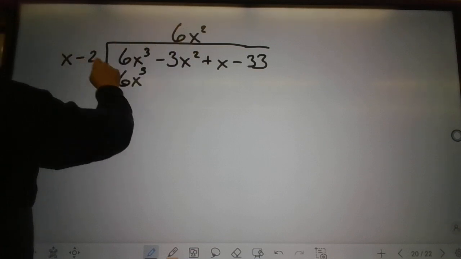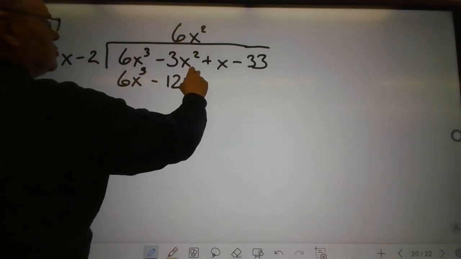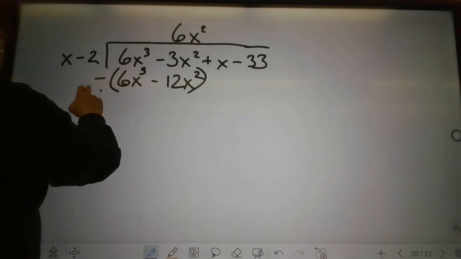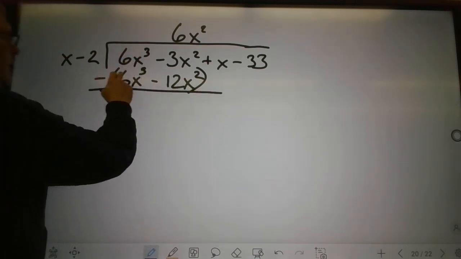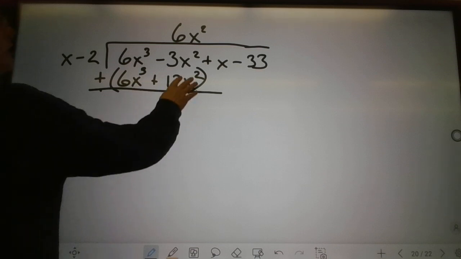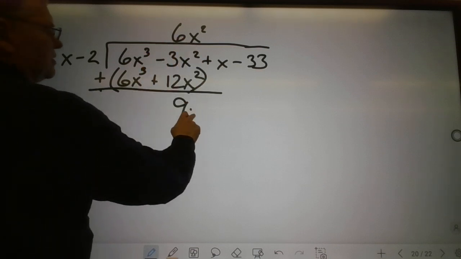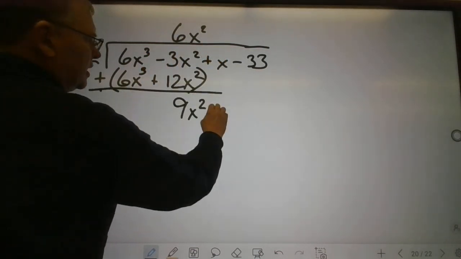6x squared times a minus 2 will give me a minus 12x squared. I'm subtracting all of that. This will be gone. Subtracting the negative means adding a positive. So this comes out being a positive 9x squared. Bring down the next term.